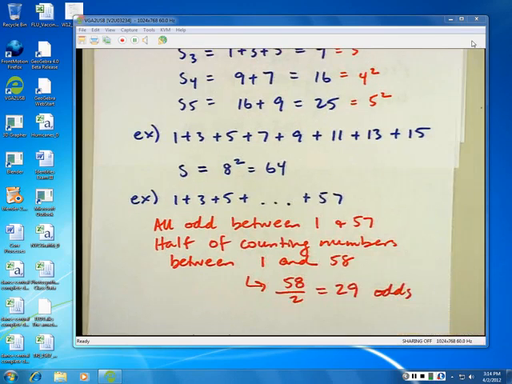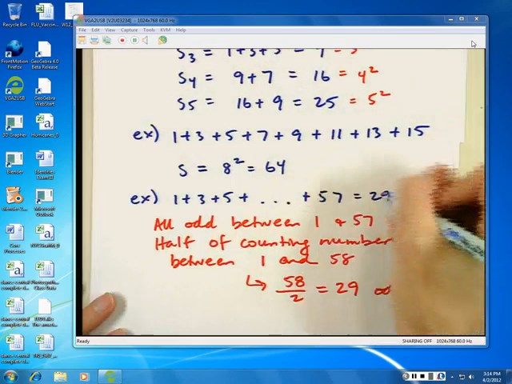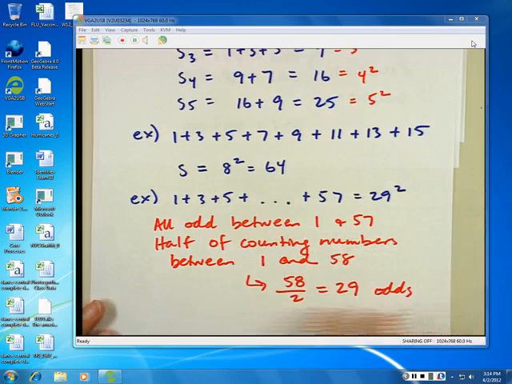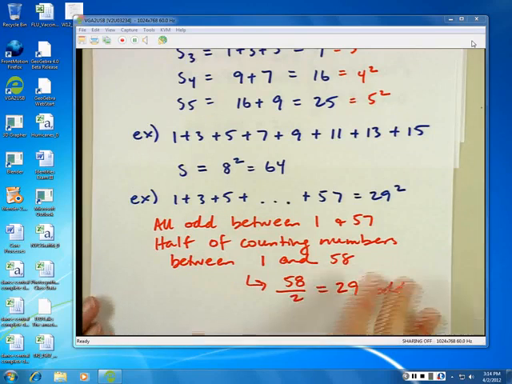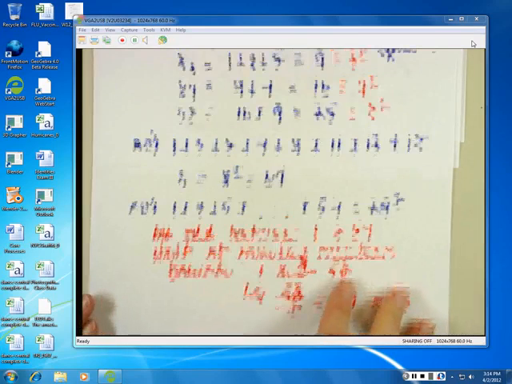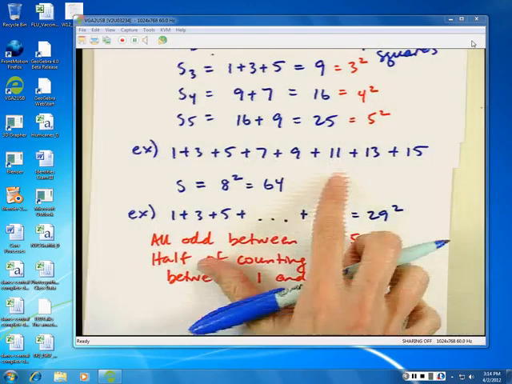So the answer then would be 29 squared, whatever that is. Well, let's check this. Let's check going up one number and then dividing it by 2 so that we've got half the numbers in between. And let's check that with one of the examples we just did, like this one up here.